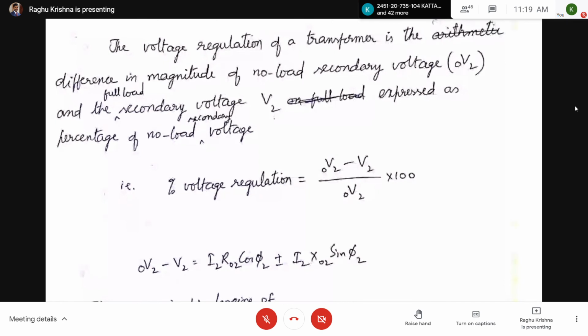So what is the definition? The voltage regulation of a transformer is the difference in the magnitude of no load secondary voltage and the full load secondary voltage V2, expressed as a percentage of no load secondary voltage. So no load secondary voltage minus full load secondary voltage, divided by no load secondary voltage, is the voltage regulation. If you want the percentage voltage regulation, multiply with 100.